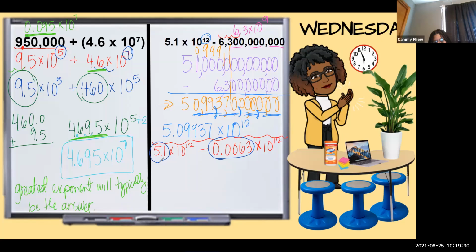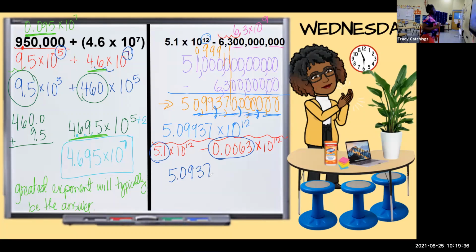5.093. 5.0937. Gotta be. Okay. And then, of course, they told us that exponent will remain the same. So the 12 will remain the same, and then it's already one number in the front. It's already in scientific notation. We had an extra 0 up top. That's where we messed up at.